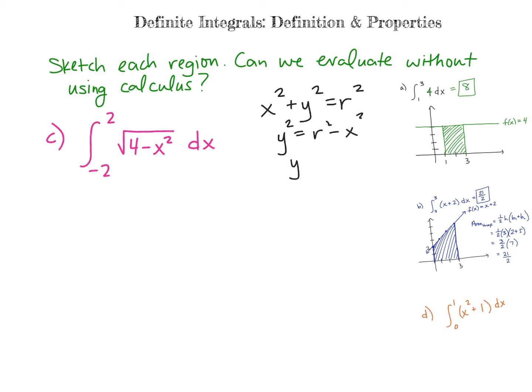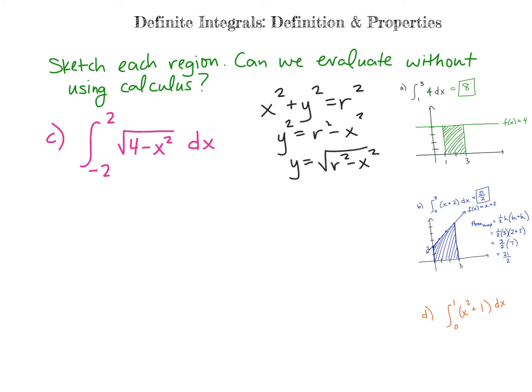And then taking the square root, we'd have y equals the square root of r squared minus x squared. So we clearly have that here. This is just the top part of the circle, just because it's not plus or minus, it's only plus. So this is a semicircle, the positive part of it, and we can see here the radius would be 2, since this is 2 squared.